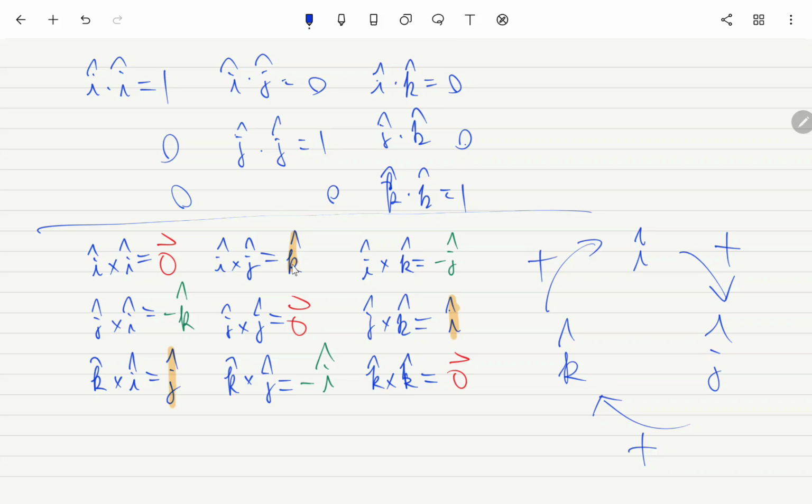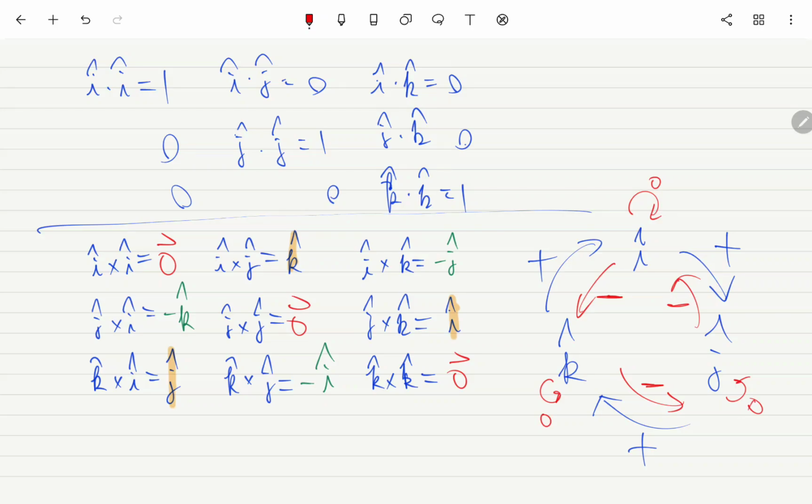It is actually this case: I cross J will be K, J cross K will be I, and K cross I will be J. For the opposite direction, like this, it will be a negative sign. For example, here I cross K is counterclockwise and will have a negative sign, becoming negative J. J cross I is counterclockwise and will become negative K. And K cross J is counterclockwise and becomes negative I. So these are the 6 important cases. And of course, if it is looping to itself, it becomes 0.